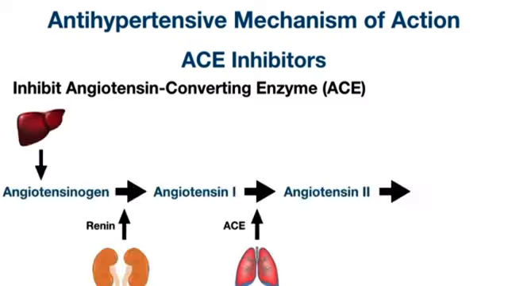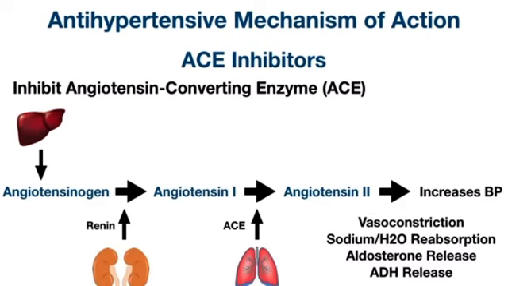Remember, angiotensin-converting enzyme is a part of the renin-angiotensin-aldosterone system. Specifically, it's involved in converting angiotensin I into angiotensin II. Angiotensin II is the active hormone involved in increasing blood pressure through a number of mechanisms. Angiotensin II binds to angiotensin receptors on blood vessels, which leads to vasoconstriction, and this increases blood pressure.